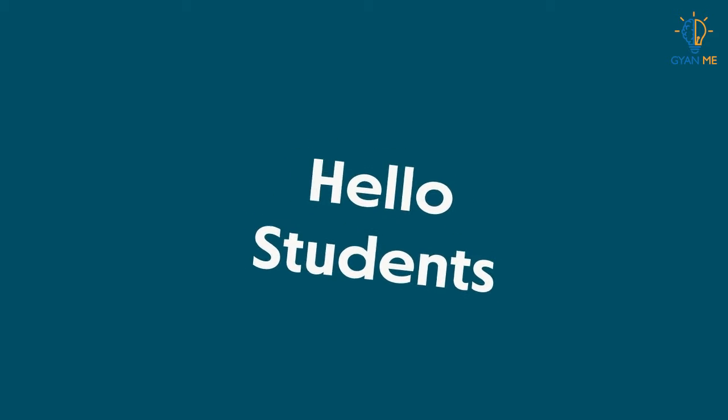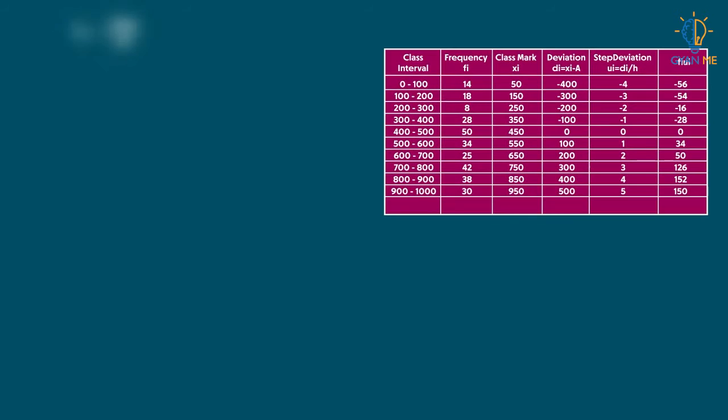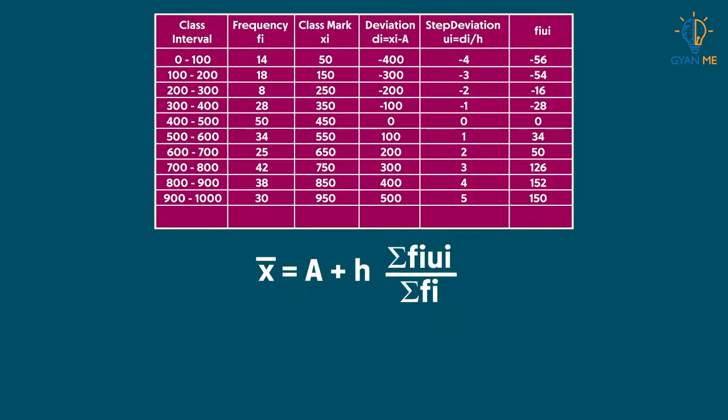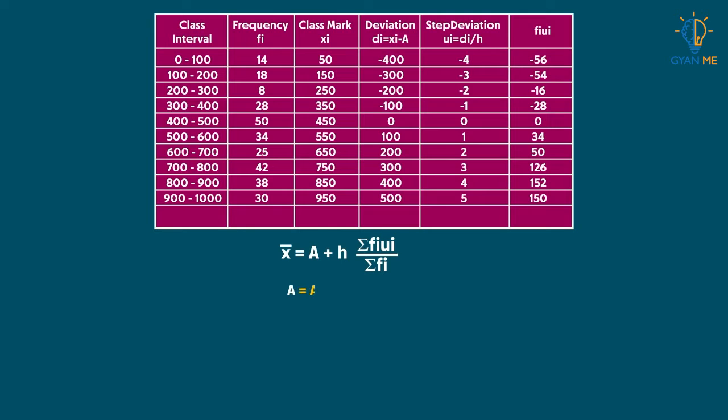Hello students, in our previous video we derived the formula to calculate the mean of grouped data using the step deviation method. We know the formula is x bar is equal to a plus h multiplied by sigma fi ui upon sigma fi, where a is the assumed mean, which is one of the values of xi of the class. h is the class size or height of the class.